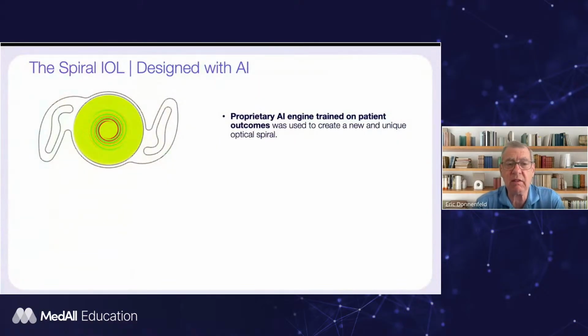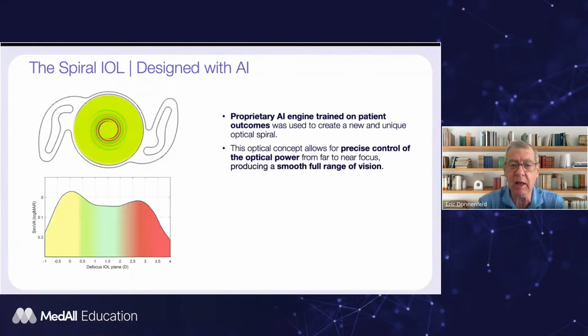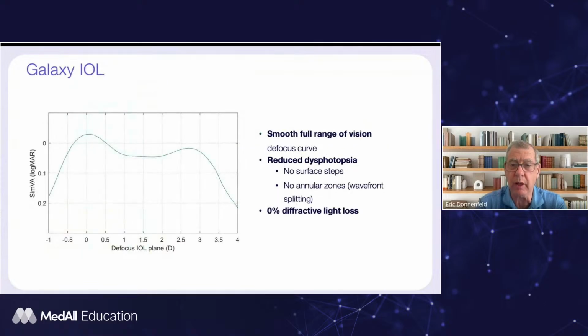A new lens that's coming is the Rayner Spiral or Galaxy IOL. This was designed with artificial intelligence and is the first trifocal lens that really doesn't use concentric rings. It uses a continuous spiral. And in our FDA trials, we found that these patients did extraordinarily well with a smooth range of vision. They could see distance, mid-range, and near with no diffractive light loss.